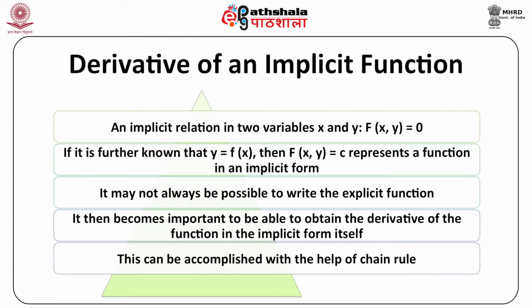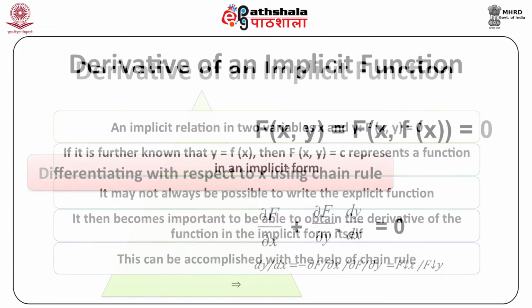Derivative of an implicit function. Consider an implicit relation in two variables x and y, F(x,y) is equal to 0. If it is further known that y is equal to f(x), then F(x,y) equal to c represents a function in an implicit form. It may not always be possible to write the explicit function. It then becomes important to be able to obtain the derivative of the function in the implicit form itself. This can be accomplished with the help of the chain rule.